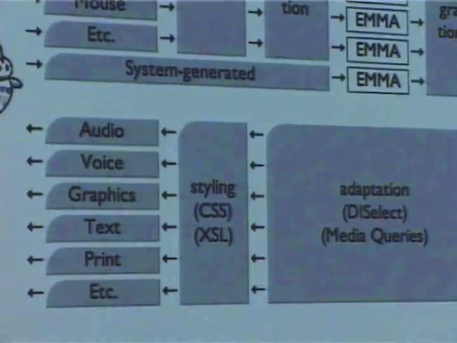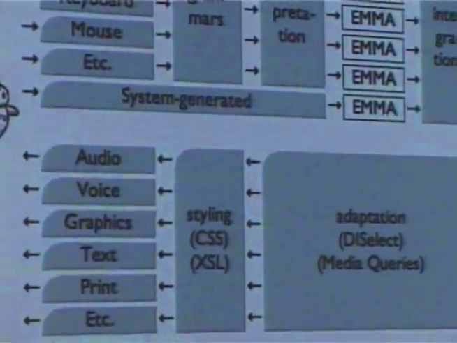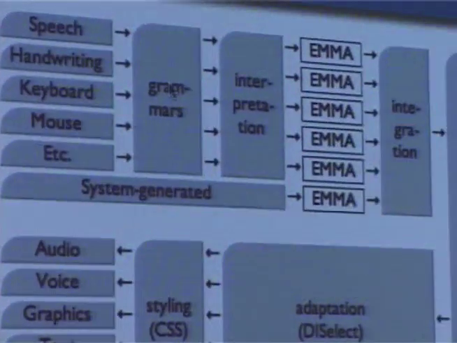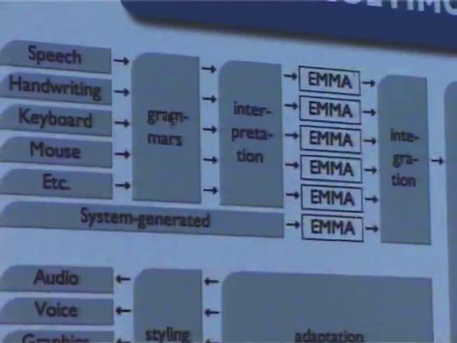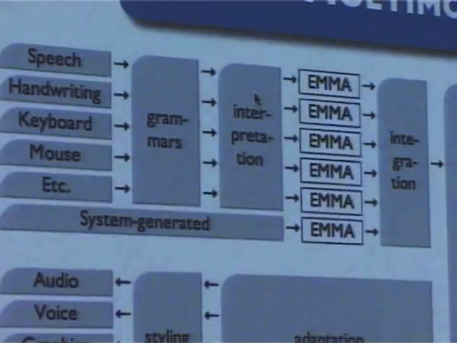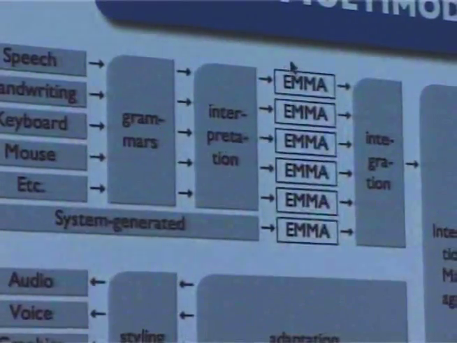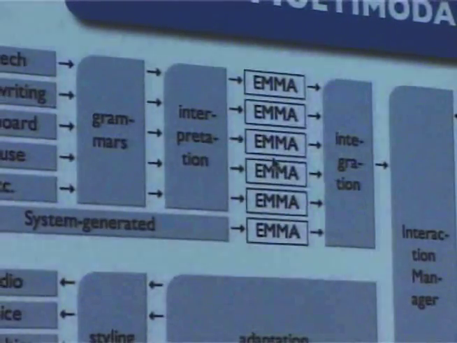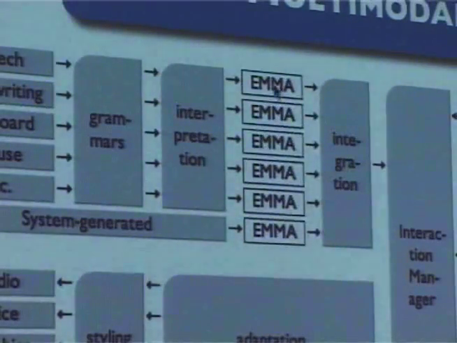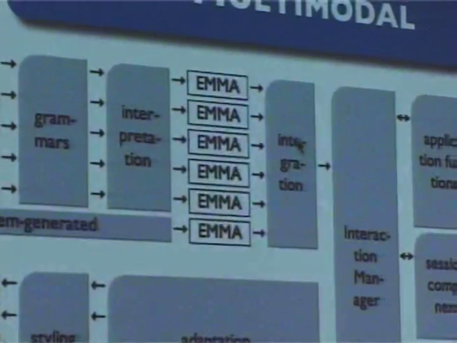The input has to be interpreted. Usually some sort of grammar is employed for that. The grammar describes what kind of input is expected at some point. That's a lexical level, syntactic level; it has to be interpreted. What does it actually mean? And in that process there's a technology that I'll show in the next slide called EMMA that plays a role. The various input modalities are integrated.